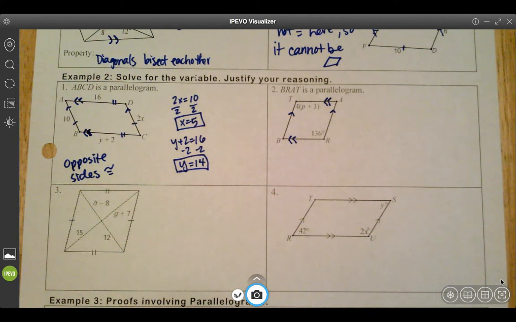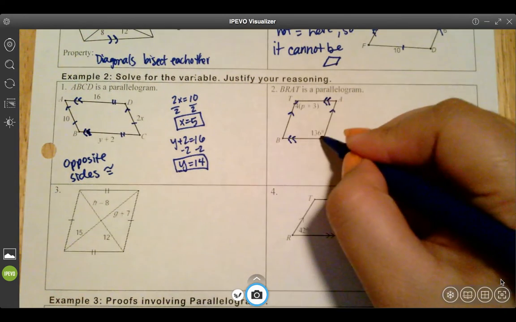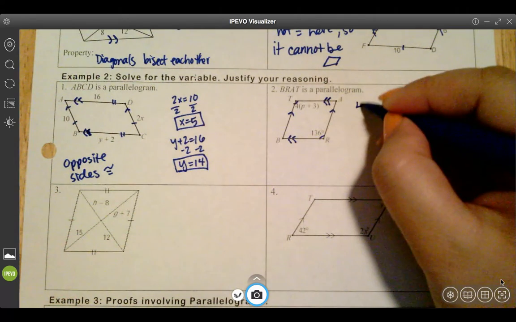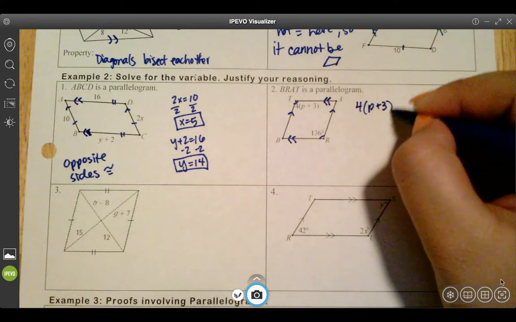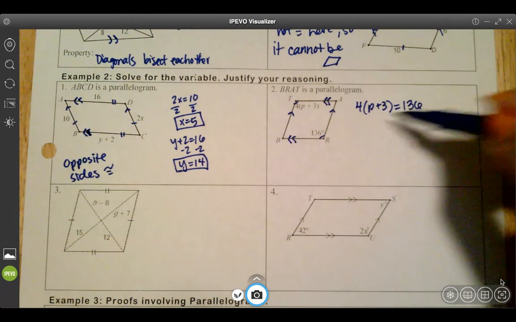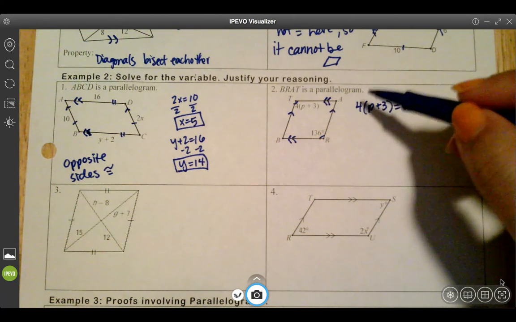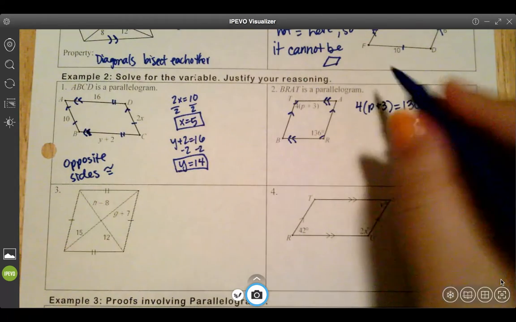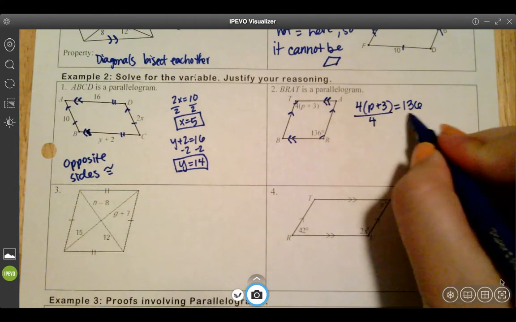Since opposite sides are parallel, we have a property that opposite angles are congruent. So we can say 4 times p plus 3 equals 136. Like before, we have an option here. We can divide by 4 or we can distribute the 4. Since we distributed last time, I'm going to show you the way to divide.